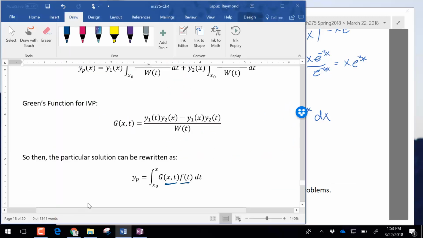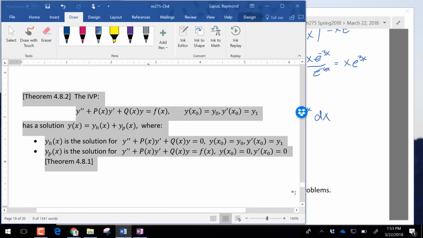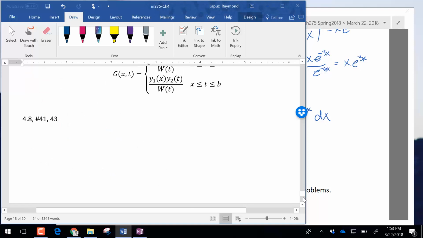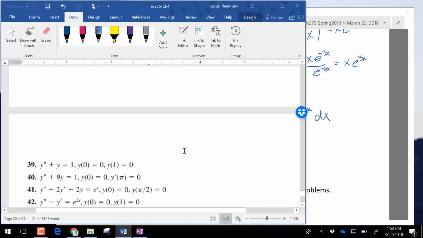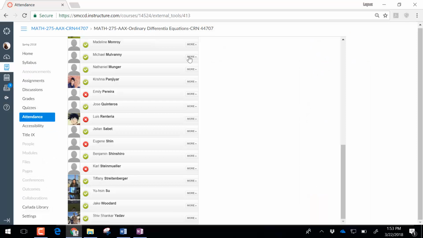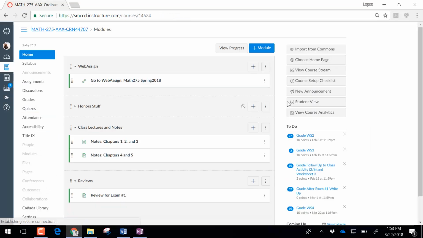Let's see. Is there anything else in the chapter? What chapter are we in? Chapter 4. There's a 4.9. Oh, yeah, that's the differential equations one. Okay. Yeah, so let's take a look at those.